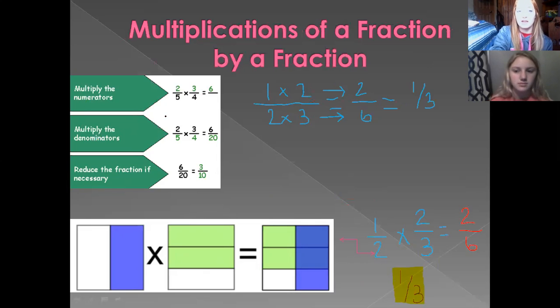So another thing right here on this little image, it's another example. 2/5 times 3/4 is going to end up simplifying to be 3/10. So 2 times 3 is 6. 5 times 4 is 20, and 6/20 simplifies to 3/10.